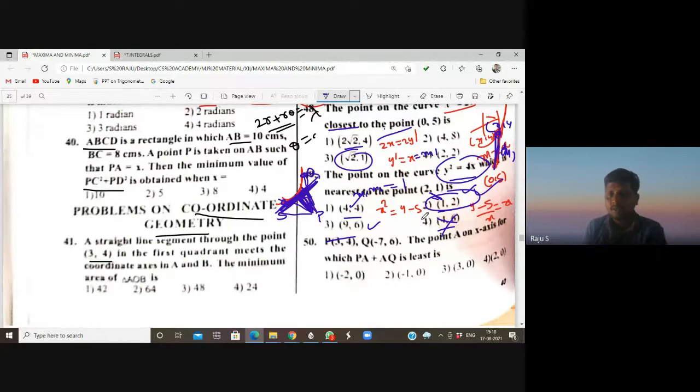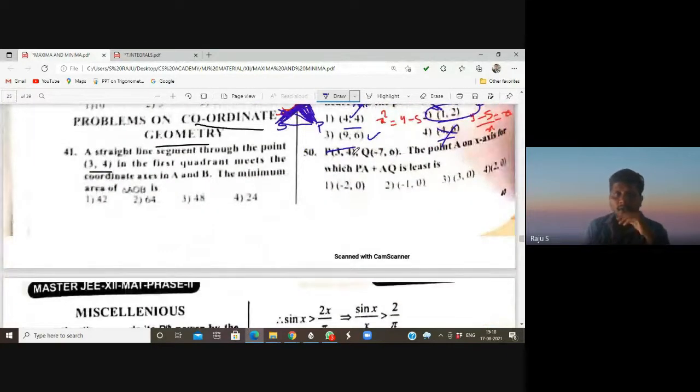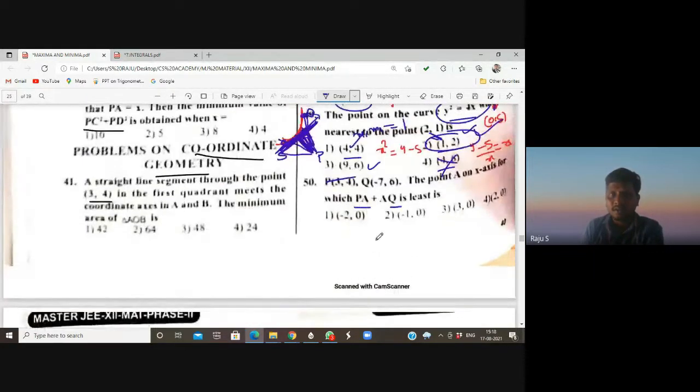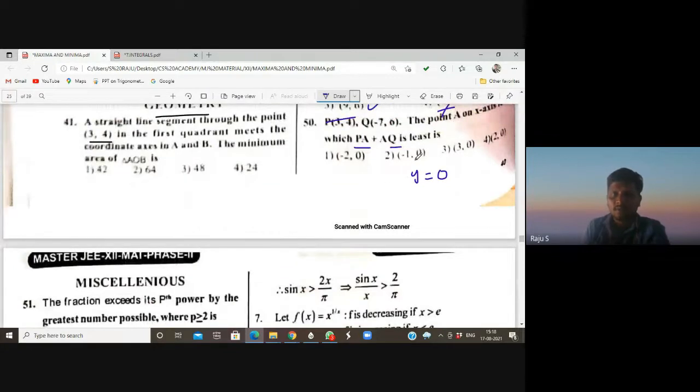Like the previous question only. Okay, then coming to 3 comma 4 and minus 7 comma 6, like PA and AQ, this you can try, students. It's not easy. In this question, the point on the x-axis means substituting y is equal to 0. That's all. In all the options, y is equal to 0 is there. Then they are just asking to find the distance: put y is equal to 0 and find the distance, 0 comma x.